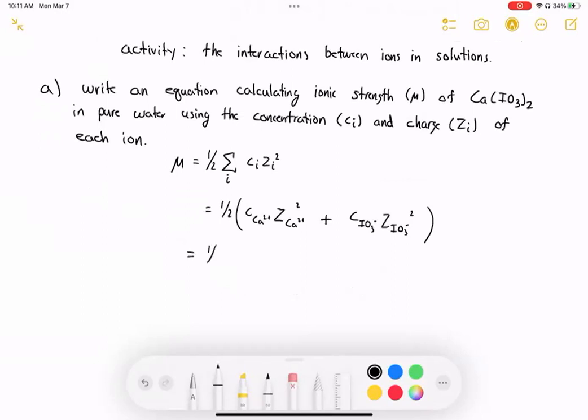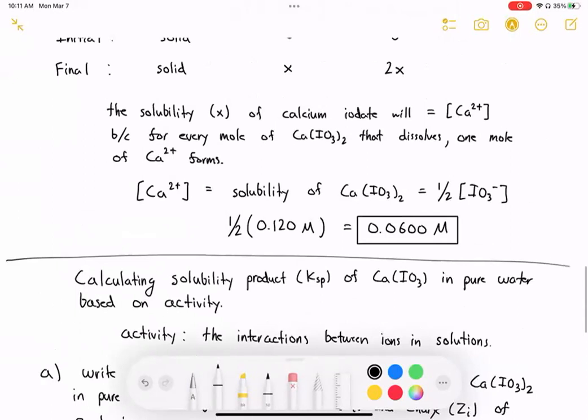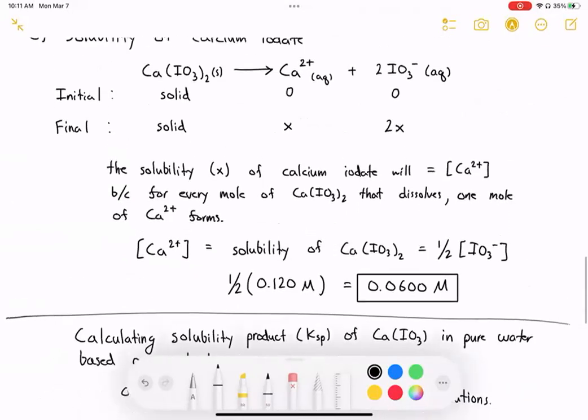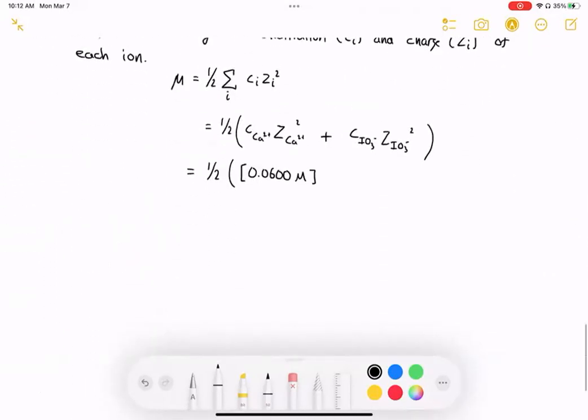So 1/2, okay. So Z squared is 2, right? So we're going to have our concentration here, which is, our concentration of calcium is equal to the solubility of calcium 2 plus. So we're going to use 0.0600 molar. Now yours will probably differ because you'll use the value you calculated in part 5. Okay, so we're going to do now. Let's go back here. Okay.